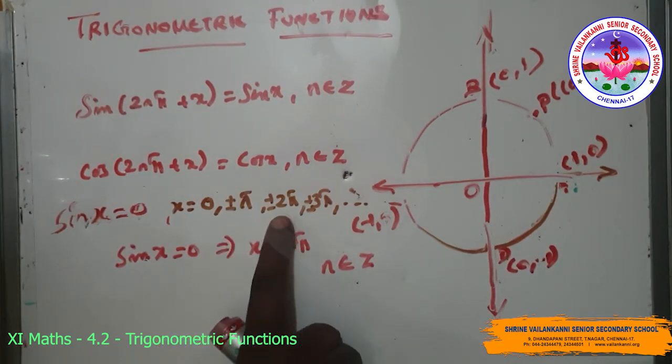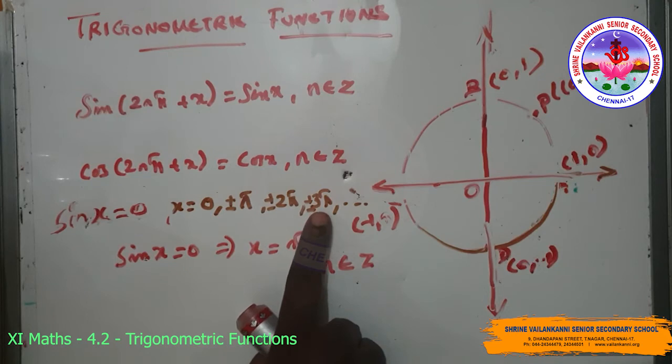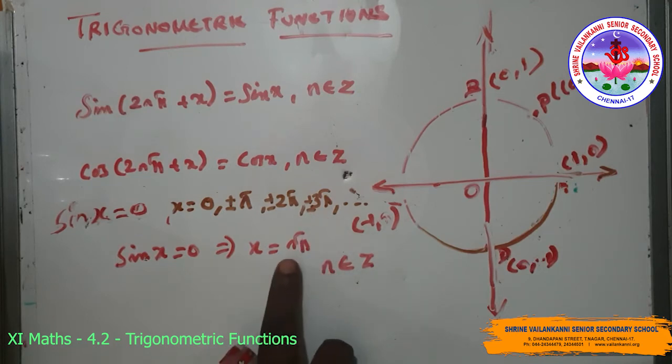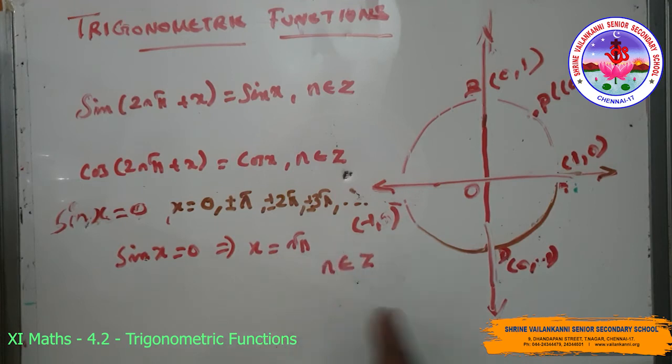If n is 1, it is pi. If n is 2, then it is 2 pi. If n is 3, it is 3 pi. If n is minus 1, it is minus pi. If n is minus 2, it is minus 2 pi. Similarly, it goes on.